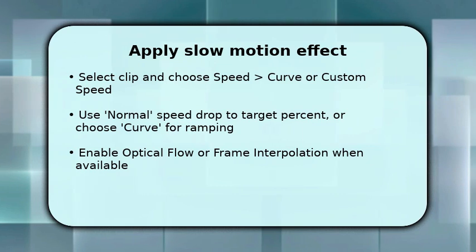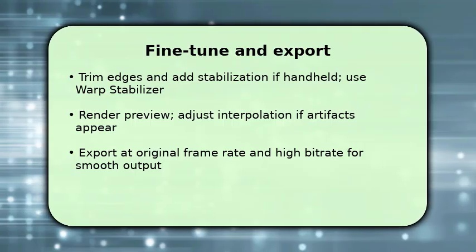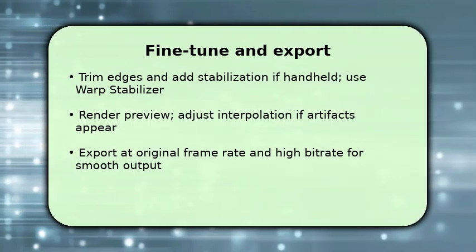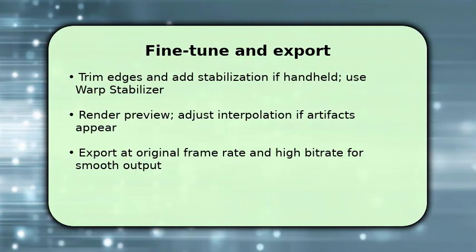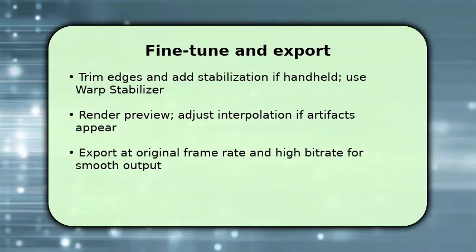Once done, render a short preview segment to check for artifacts from interpolation. If you spot stuttering or ghosting, switch interpolation modes or slightly reduce the slow percentage. Sometimes 40% is smoother than 25%.